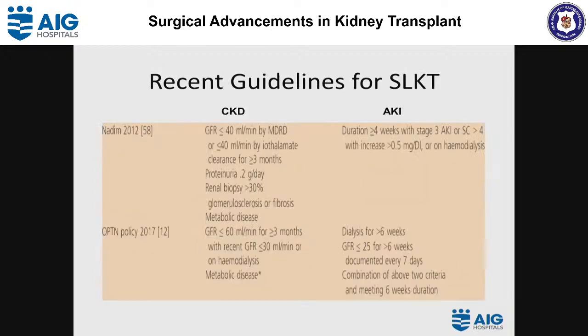A lot of guidelines have been coming over the past few years. The latest one, in 2017, for AKI, where AKI comes into the guideline for fitness for transplant, is when dialysis has been going on for more than 6 weeks, or GFR is less than or equal to 25 for more than 6 weeks, documented every 7th day, or a combination of these two criteria. So it's very difficult to meet these criteria in an Indian patient.